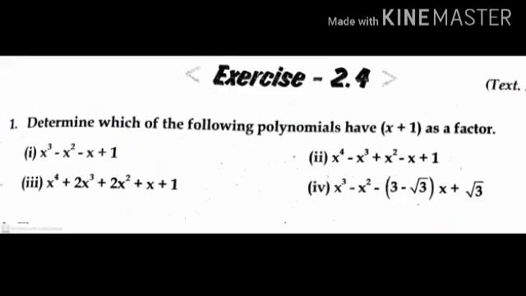Next we are going to discuss exercise 2.4 problems. First question: determine which of the following polynomials have x plus 1 as a factor. In this one, I will explain the fourth question and the remaining questions are homework. Fourth question: x cube minus x square minus (3 minus root 3) into x plus root 3.